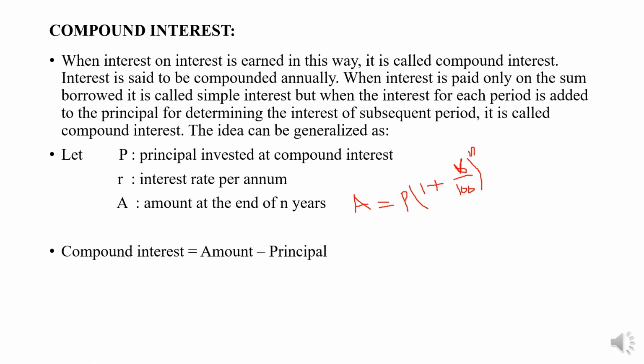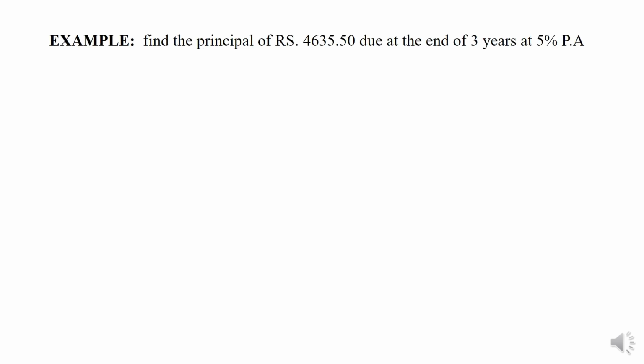So compound interest is calculated as amount minus principal. Or we can write it as CI, which is equal to A minus P. So the example is: find the principal of rupees 4635.50 due at the end of 3 years at 5% per annum.